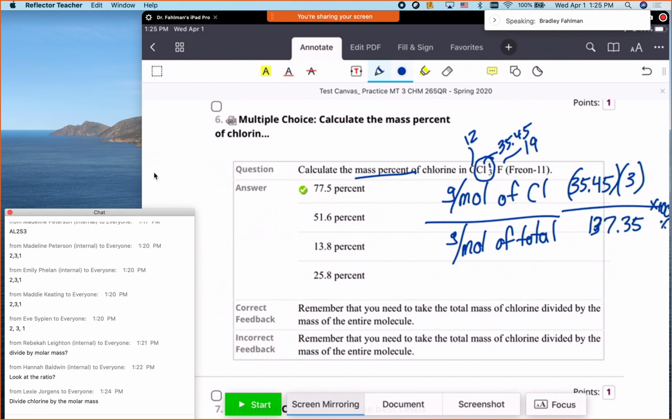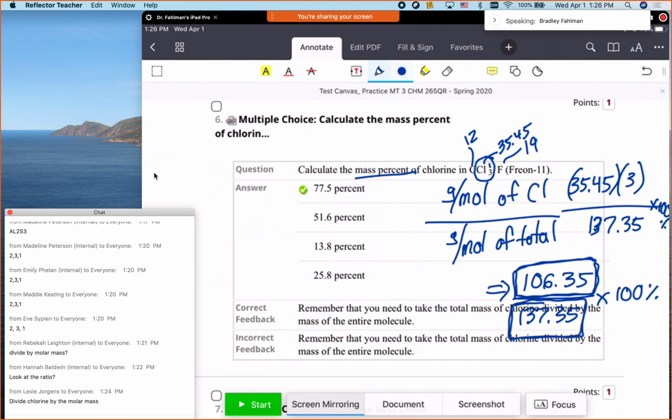And then the 35.45 times 3. So we have 106.35 divided by 137.35 times 100%. So this is the molar mass of the 3 chlorines in the compound. This is the molar mass of the whole compound. And so if you divide those out, you get 77.4%, but it's the closest one.